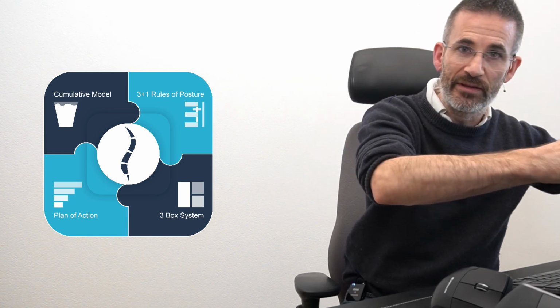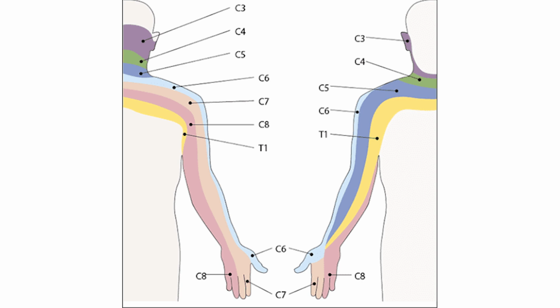These 2 pieces of the puzzle, the cumulative model and the 3+1 rules of posture, are the tools that we need for diagnosis. And at this stage, we can try to relate what Bailey tells us and what we have observed. There are 2 ways to relate it. Number 1 is, I told you the lower cervical spine is strained, and when you have strain in the C6, C7 area, the radiating pain goes in the arm, and that can participate in elbow pain.